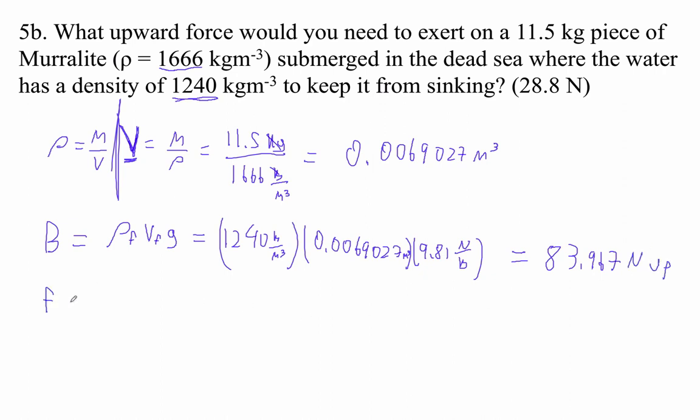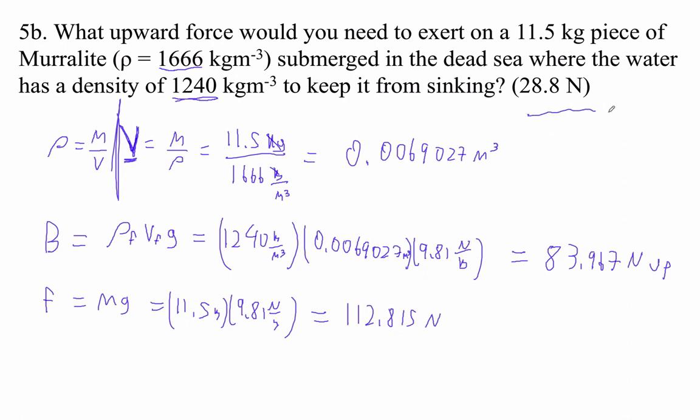The force of gravity on the piece of murrelite is going to just be mg, right? So that'll be 11.5 kilograms times 9.81. And so the force down is going to be 112.815. Okay? And then we can set up an equilibrium expression.